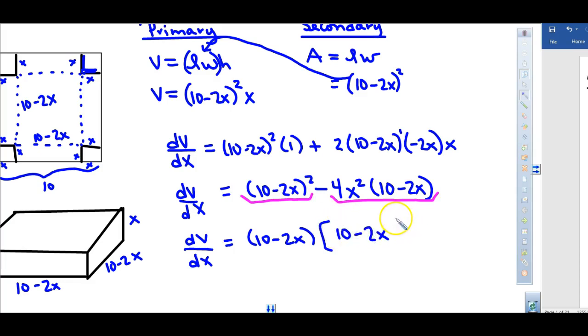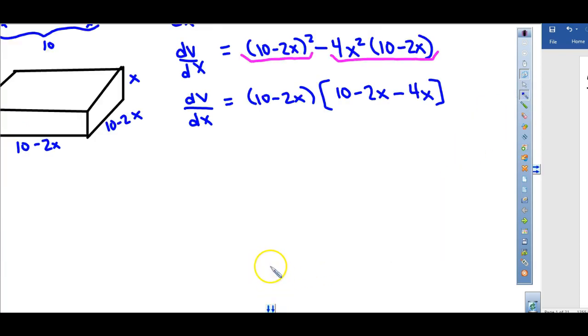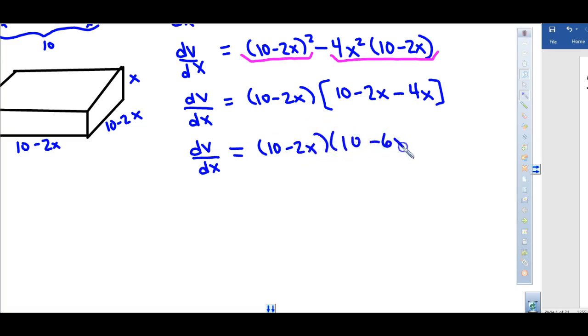And then up here, I am left with actually just a negative 4x because Ms. Letchworth made a mistake right there. The derivative of 10 minus 2x is just negative 2. Let's fix that. There we go. Okay. So 10 minus 2x minus 4x, and now my derivative of volume with respect to x is 10 minus 2x times 10 minus 6x.